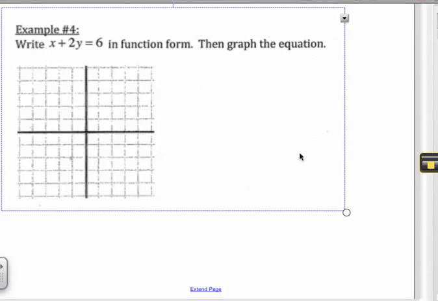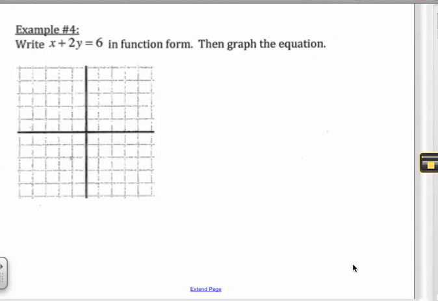Okay, guys, example number 4 says, write x plus 2y equals 6 in function form, then graph the equation. So I have two things that I need to do here. And I got to tell you guys, this is super important that we know how to do this, okay? Because we're going to do this forever. We need to know what the word function form means, okay?